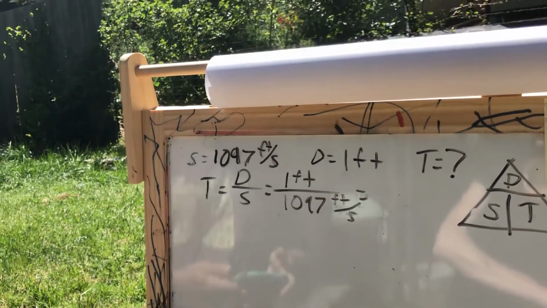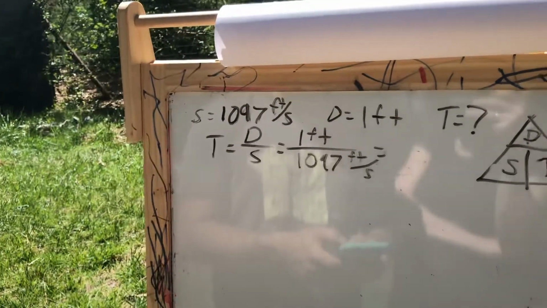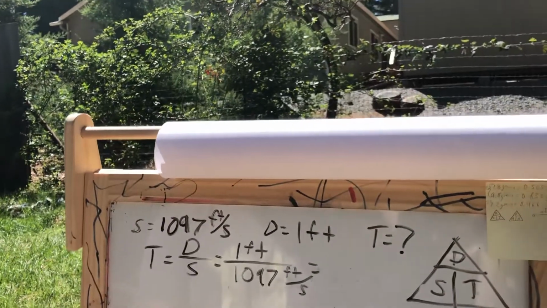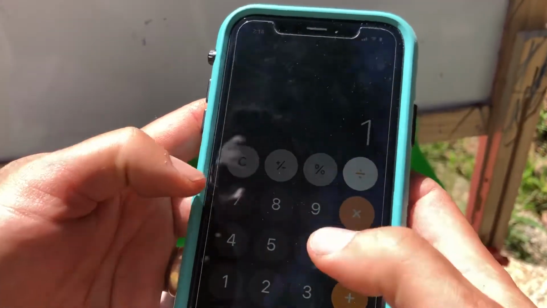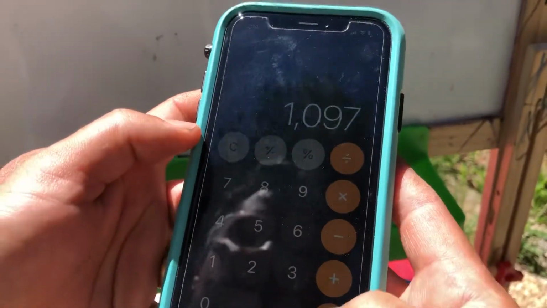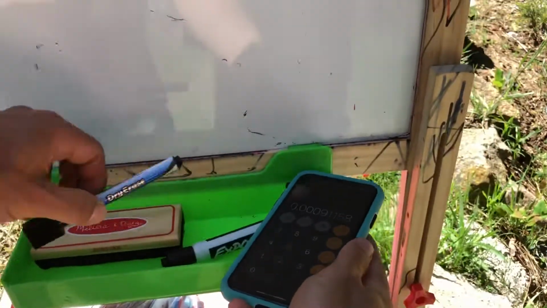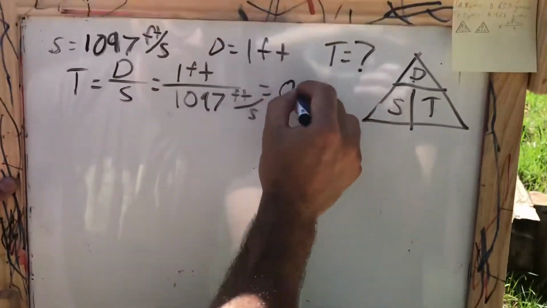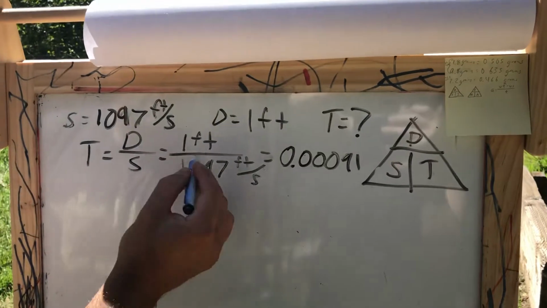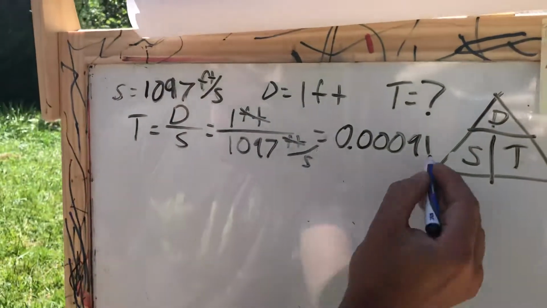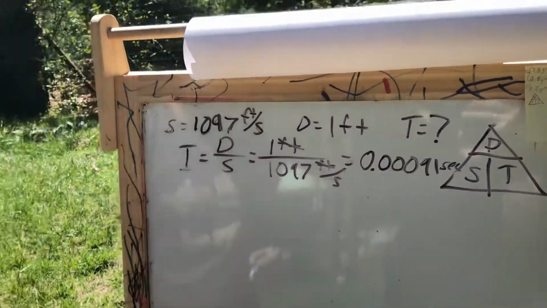I'm going to have to do a little calculating here. So I have 1 foot divided by 1,097 feet per second equals 0.000911. So let's use that. Let's just say 0.00091 to make it a little shorter. And if I have feet divided by feet, those feet are going to cancel out. The unit I'm left with is seconds. That's a unit of time. I'm solving for time, so I know that it's correct so far.